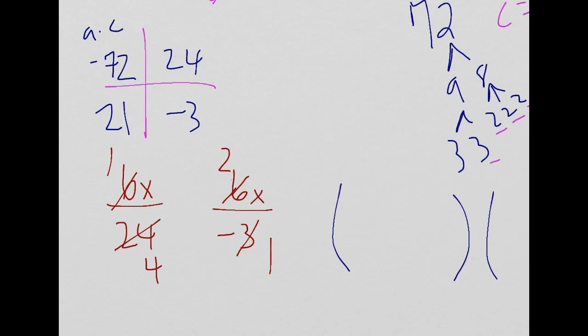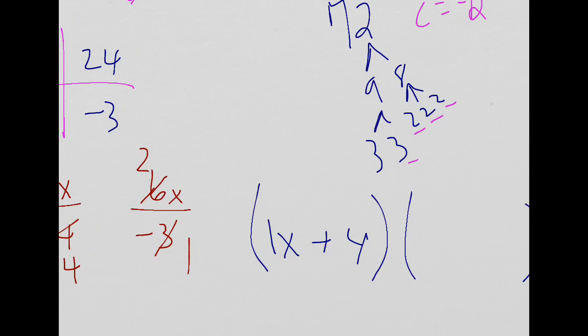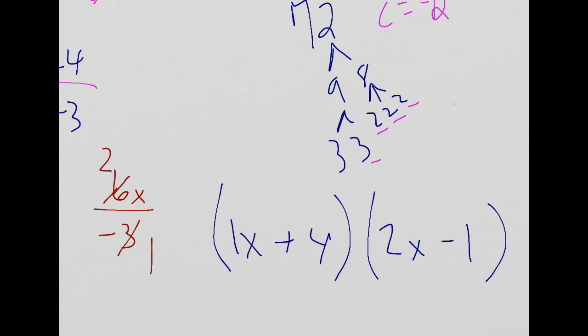I did this so I could figure out what my number in front of x needs to be. This is going to give me 1x, and it's a positive 4, so one parentheses is going to be 1x plus 4. Once I simplified this, I had a 1 on top, and it's a positive 4, so it's 1x plus 4. That gives me the first parentheses. Then the second parentheses is going to be what? What do you think? 2x minus 1.